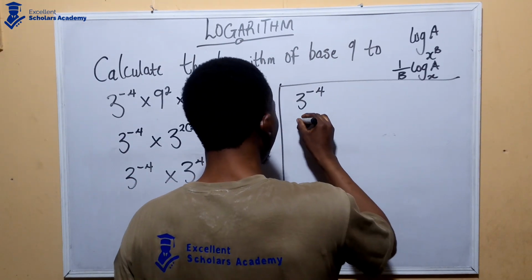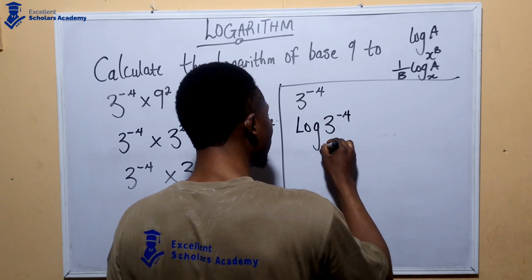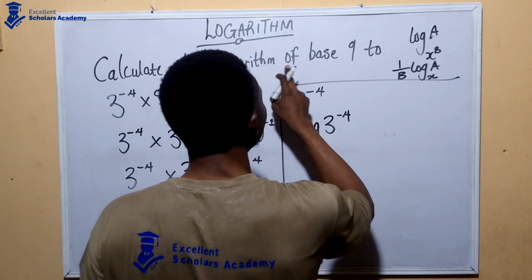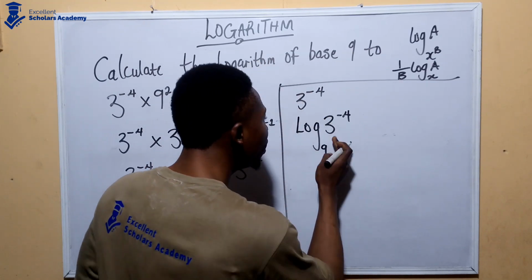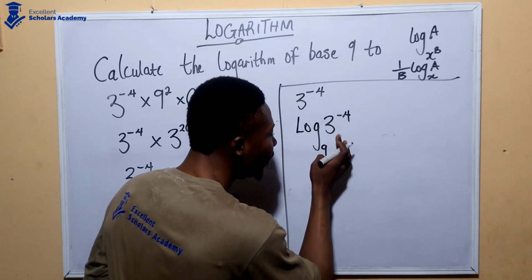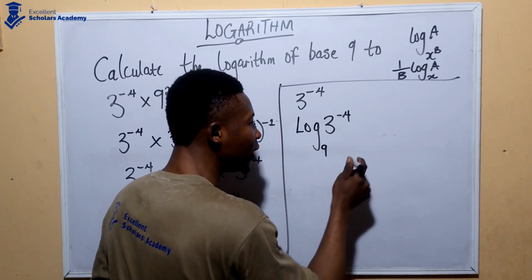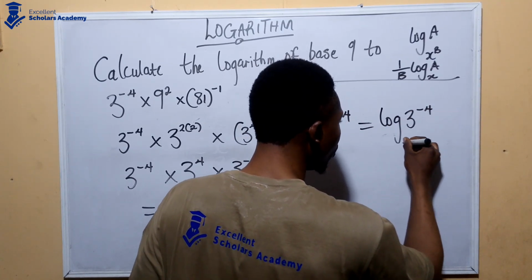So it becomes log 3 to the power of minus 4 base 9. Because you're asked to calculate the logarithm of base 9 to whatever you simplify. Now this is 3, this is 9. Can you express 9 in form of 3? Yes. So this becomes log 3 to the power of minus 4, and then this becomes 3 to the power of 2.